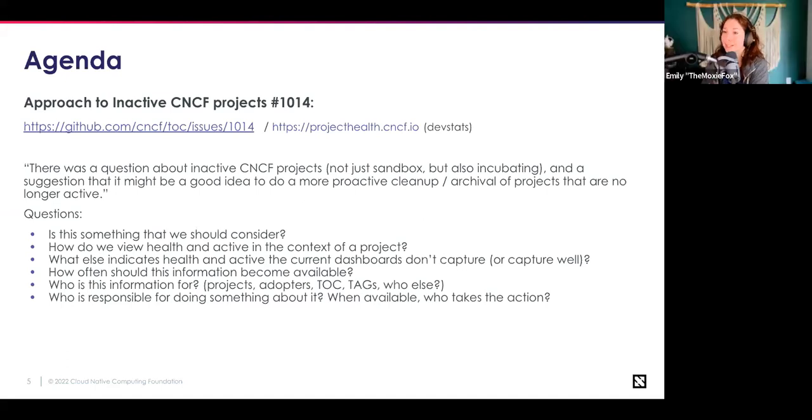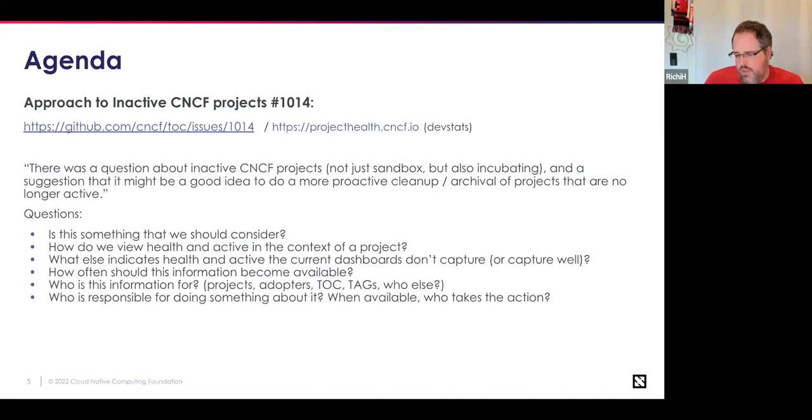That is an excellent question. And I don't know that we've actually talked about that or had that presented as a potential alternative. Richie, your hand is up. Craig, so let's do Richie and then Craig. I'm pretty certain TOC has never discussed this.